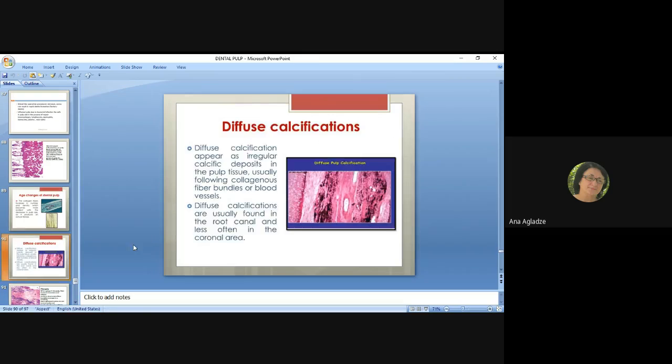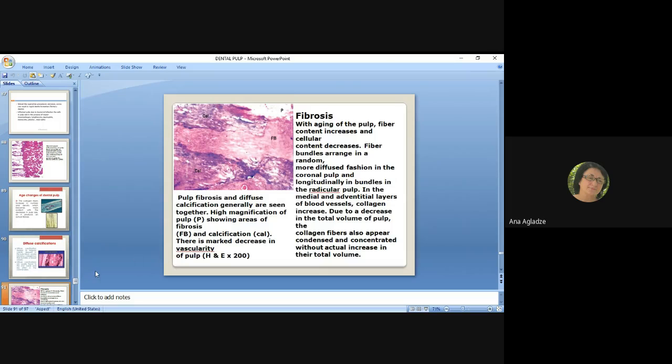And here you can see the diffuse calcification appears as irregular calcific deposits in the pulp tissue, usually following collagenous fiber bundles of blood vessels. And also you can find fibrosis with the age of the pulp. Fiber content increases and cellular content decreases, and this is fibrosis when fiber bundles are arranged in a random diffuse fashion.